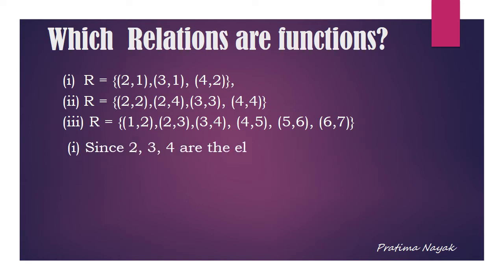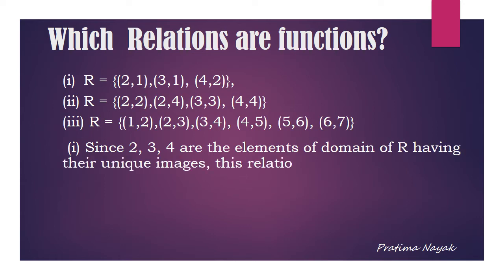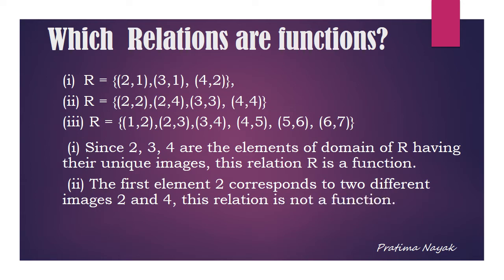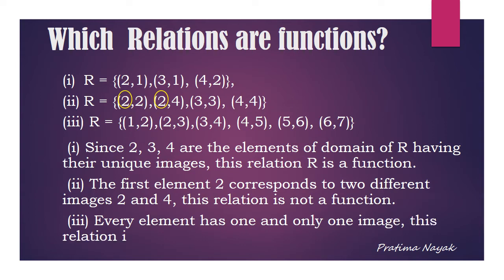Now in the first, 2, 3, 4 are the elements of domain of R having their unique images in the relation. So this relation is a function. For second case, you will see that element 2 has two different images, 2 and 4, in this relation. So relation is not a function. Now for third case, again every element has one and only one image. So this relation is a function. Or in layman language you can say, if x is repeated, then it will not be a function.